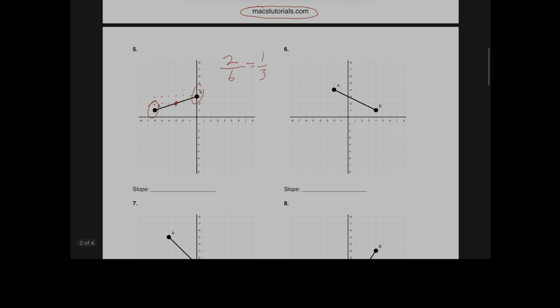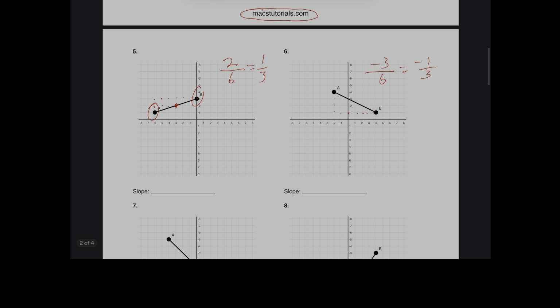Number 6. Now I'm going to go here to B. I'm going to go my ups and downs first. 1, 2, 3. That's a -3 because I went down. A run of 1, 2, 3, 4, 5, 6. Or a -1/2 when we reduce that fraction, okay? Now watch, down 1 over 2. Yay, down 1 over 2. Yay, down 1 over 2. They all fit on the line, okay?